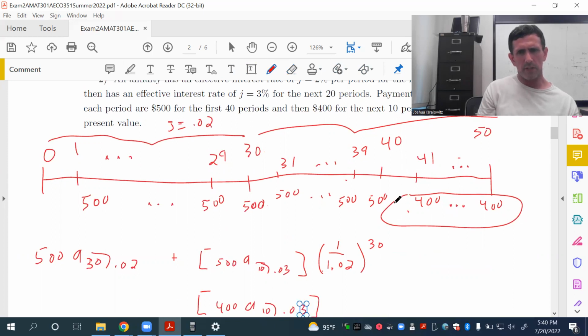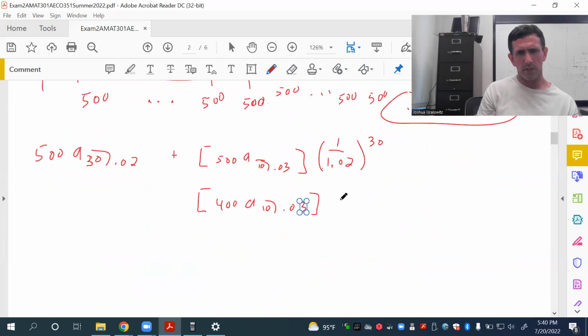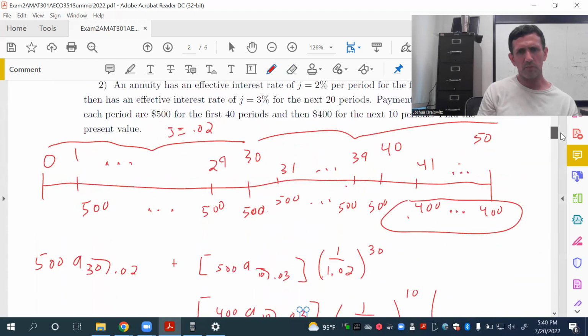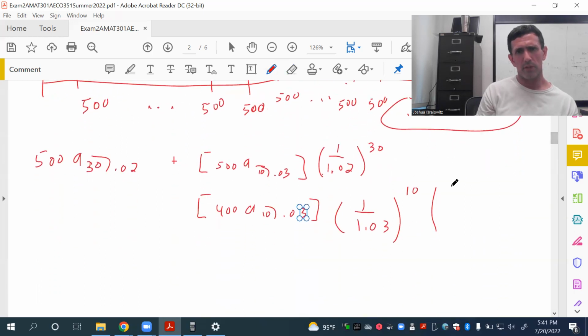All right, so this is at t equals 40, so I discount by 10 years at 3%. And then another 30 years at 2%. So I discounted to t equals 30 at 3% because interest is 3%, 30 to 40. Then 30 to 0, interest is 2%. So I discount it by 30 years.